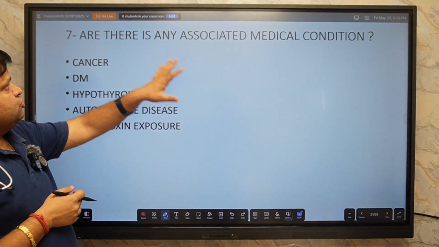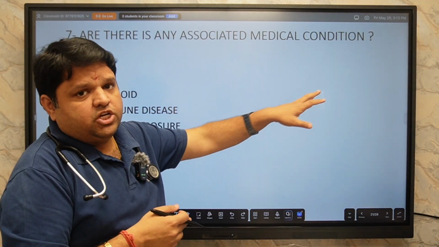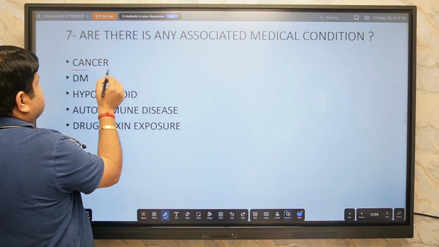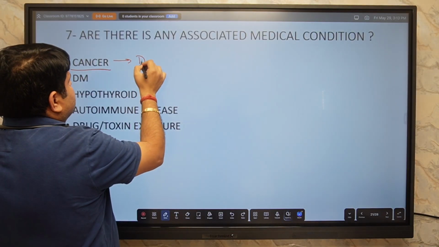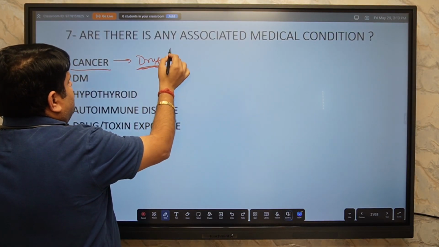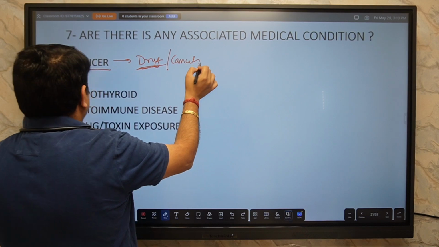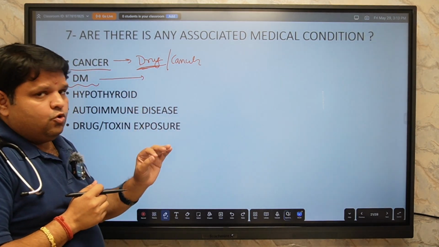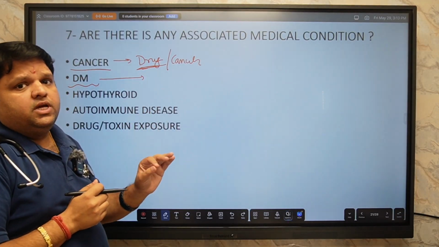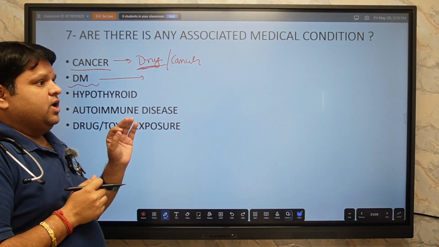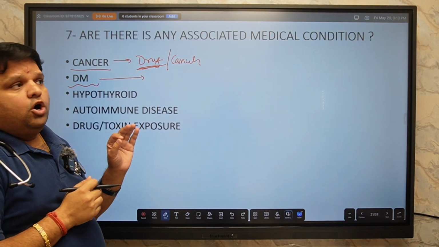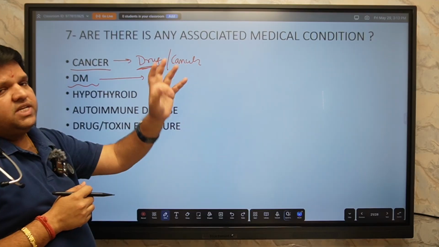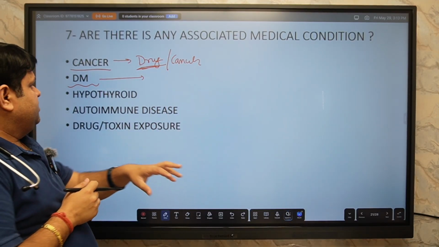Then the last question is whether there is any history of a medical condition, to find out the etiology of the neuropathy. Like a history of cancer, then we should think of drug-induced causes or some cancer-related neuropathies. Diabetes mellitus for diabetic neuropathy. Diabetic neuropathy may present like mononeuropathy multiplex, polyneuropathy, plexopathy, as a case of amyotrophy, so diabetic neuropathy may present in various types of presentation, with sensory motor, with autonomic involvement.